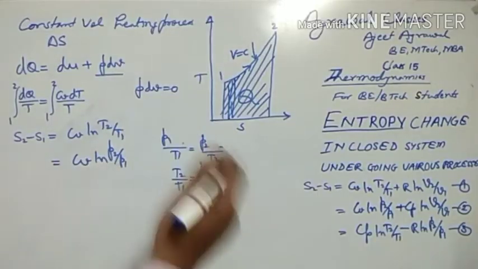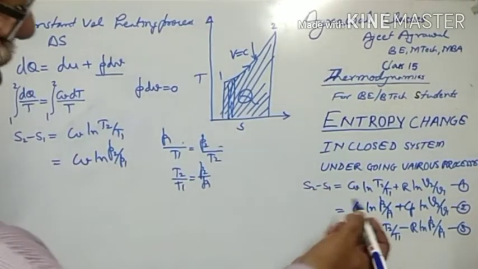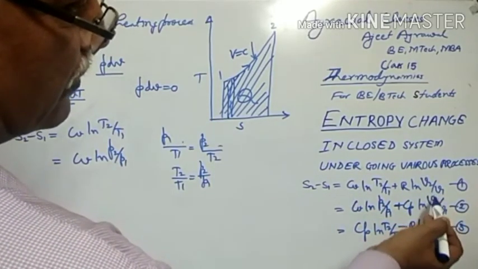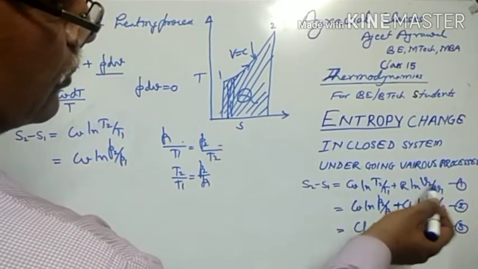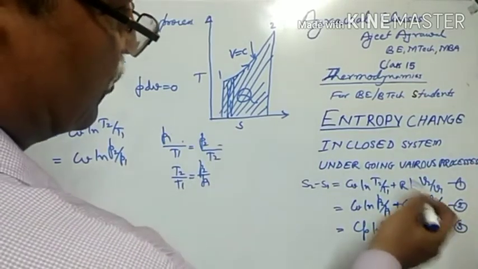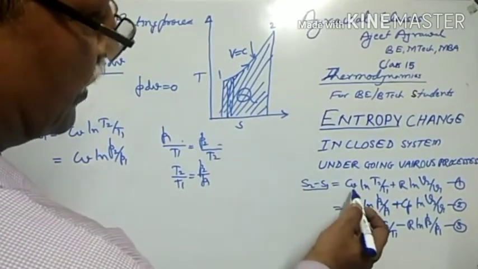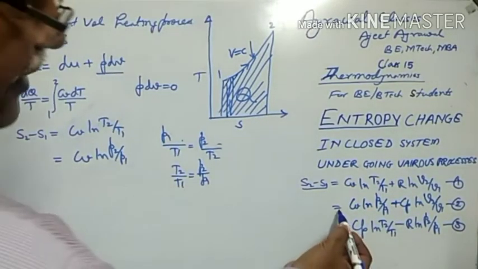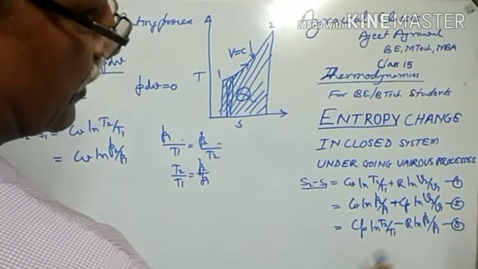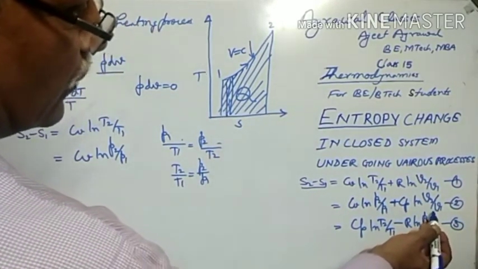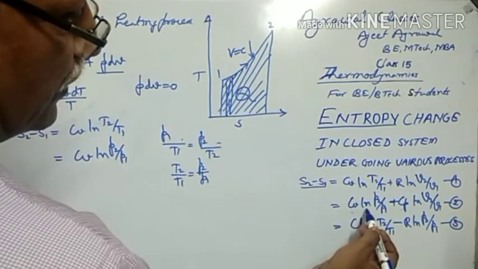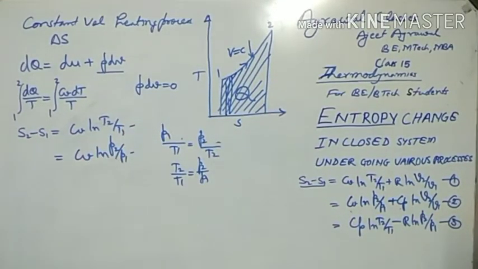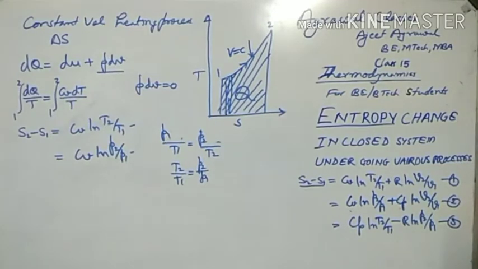If you want to find it from the general equation, then in this particular case, consider this equation where the volume is constant, so V2 by V1 is 1, its log becomes 0, and the change in entropy becomes Cv log of T2 by T1. Or if you take this equation, where V2 by V1 is 1, so it becomes 0, it becomes Cv log of P2 by P1. So these are the two equations we have for the constant volume process.